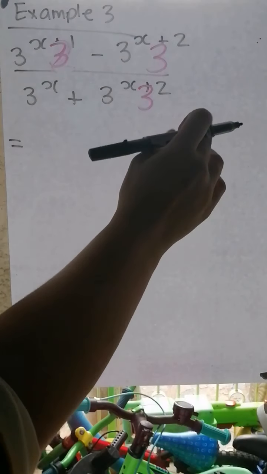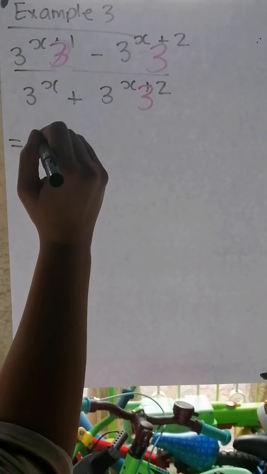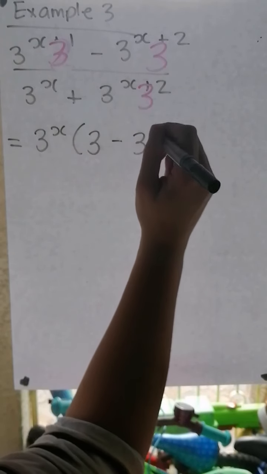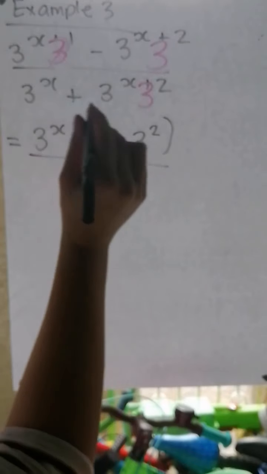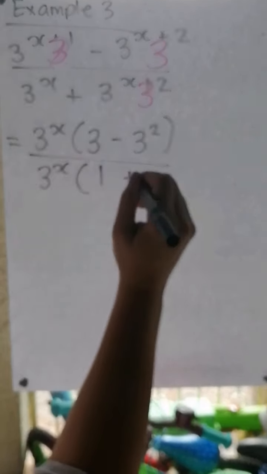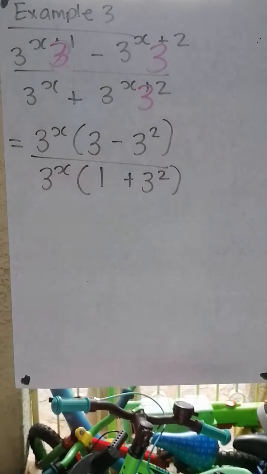So, what do I do at the top? Polynomial of a polynomial, I must make it a monomial. I do that by factorizing. I take out my HCF of 3 to the power of x. And what am I left with? 3 to the power of 1 minus 3 to the power of 2. All over, take out my HCF of 3 to the power of x, and I'm left with 1 plus 3 to the power of 2.